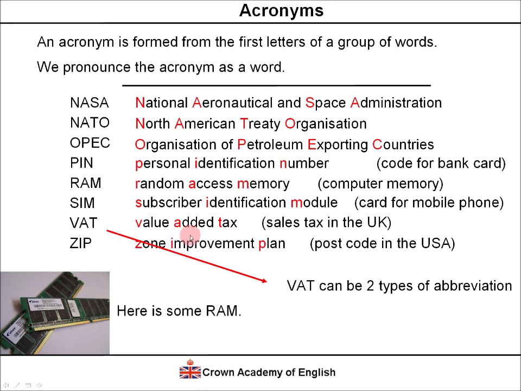So this sales tax, it can be in fact two types of abbreviation, and the pronunciation is different for each one. So like here, it can be an acronym and we pronounce it VAT. It can also be an initialism, and in that case we pronounce each letter separately, so we can also pronounce this V-A-T. Okay, so both are possible.